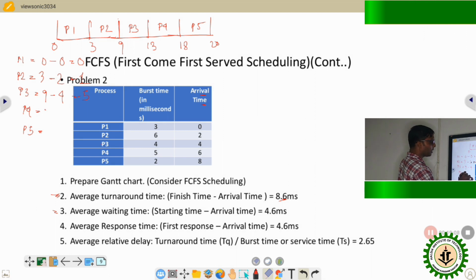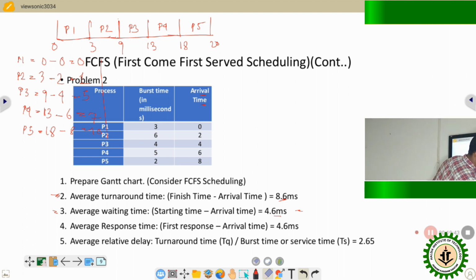Process P4, starting time 13 minus arrival time 6, 7. For process P5, starting time is 18 minus arrival time of process P5 is 8, that is 10. So if we add all those things we'll get the result 4.6 milliseconds. That's the average waiting time. Average response time: since it is FCFS, we'll get the same result in average waiting time and average response time.